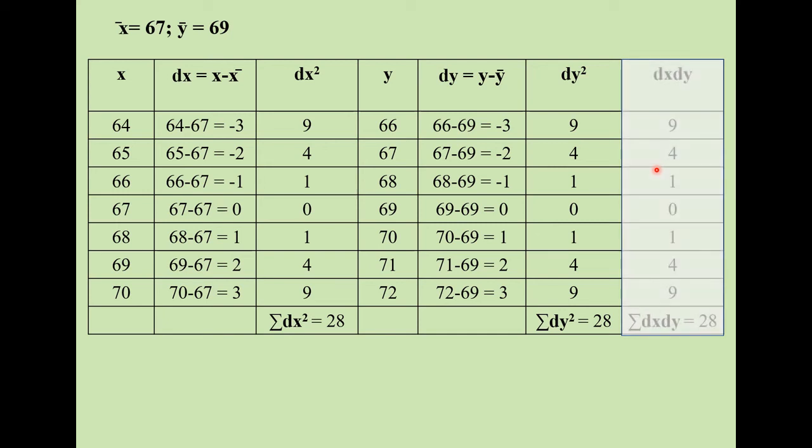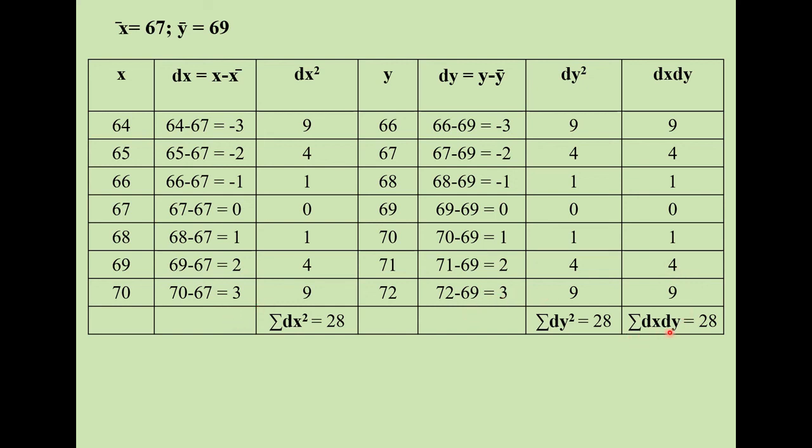Now find out dx into dy by multiplying dx and dy. So minus 3 into minus 3 is 9. Minus 2 into minus 2 is 4. Minus 1 into minus 1 is 1. 0 into 0 is 0. 1 into 1 is 1. 2 into 2 is 4. 3 into 3 is 9.